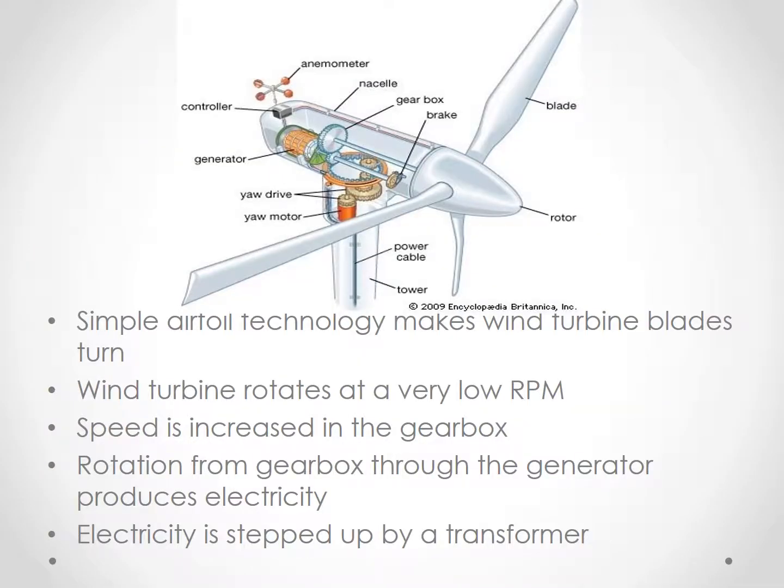Wind turbines typically turn at a very low RPM, which cannot be used to produce much electricity from the generator. So the turbine is connected to a gearbox where the speed is increased. As you can see, the blades will rotate, for instance, in the clockwise direction at a very low RPM, which is then increased in the gearbox over here.